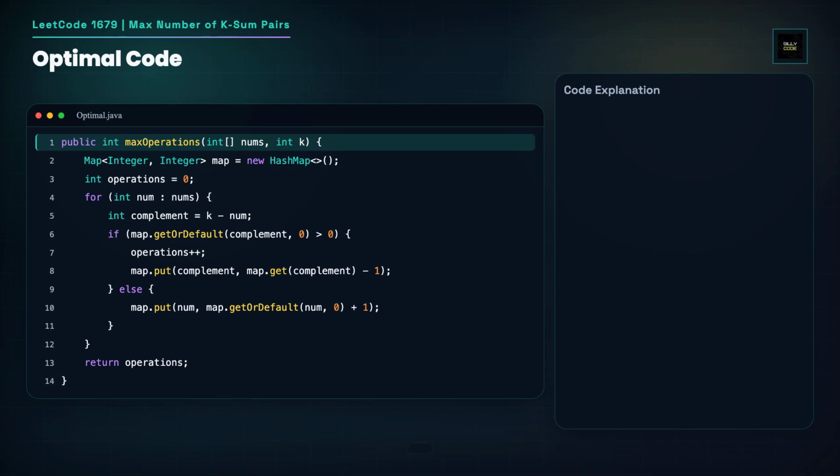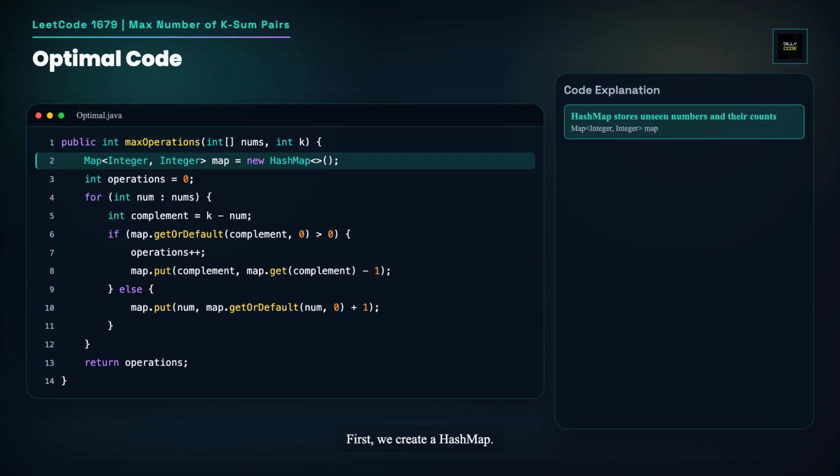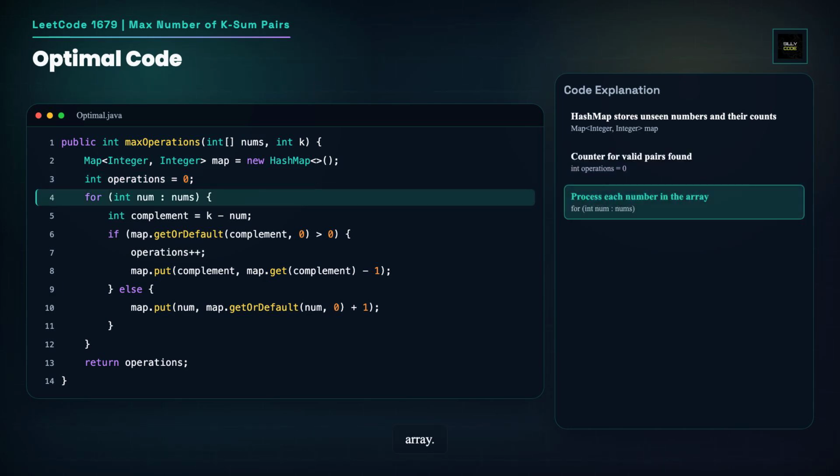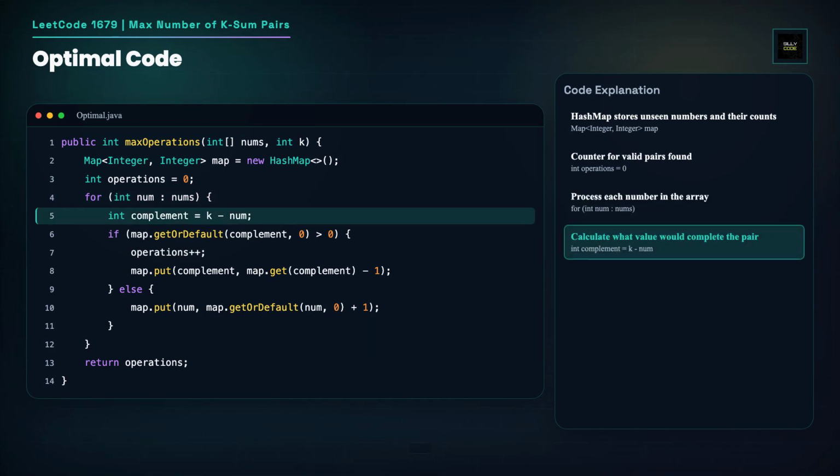Now let's write the code. Let's convert this idea into code. First, we create a HashMap. The key is the number. The value is how many times we've seen that number, but haven't used it yet. We also create a variable called operations. Initially, it's 0. Now we process every number in the array. For the current number, we calculate its complement. That's simply k minus current number.